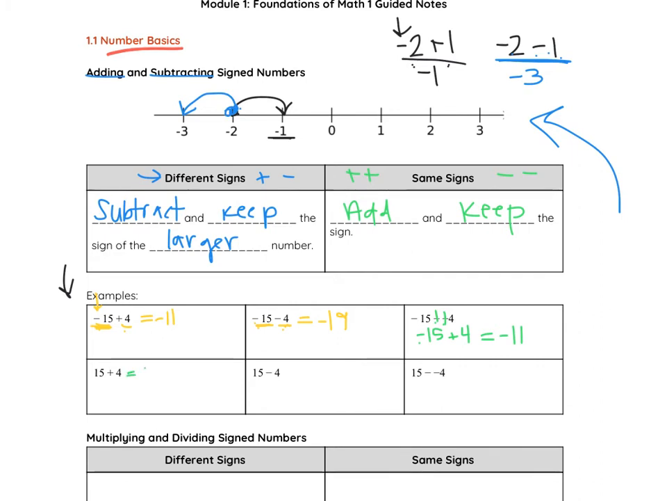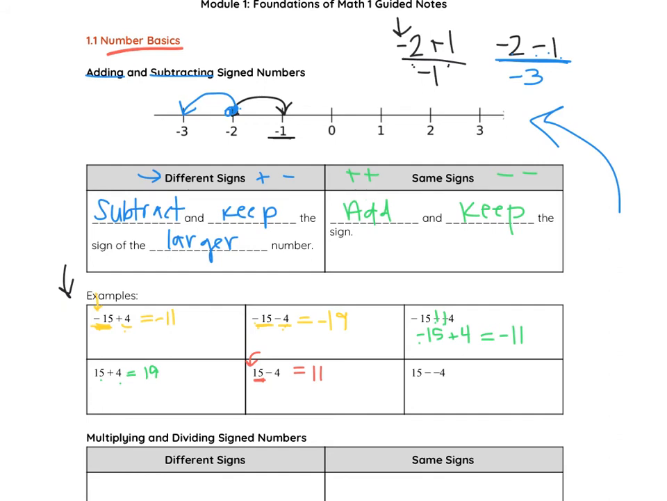The next one is just pretty straightforward. 15 plus 4 is 19. They're both positive, so we just add them together, and because they were both positive, we keep that positive sign. The next one is also pretty straightforward. 15 minus 4 is 11. There were different signs. When there isn't a sign written in front, we assume it's positive. And so this was positive and then a minus. And so we have different signs. So we subtract and we take the sign of the larger number, which was positive.